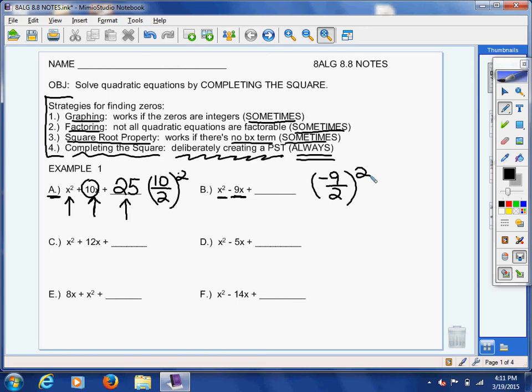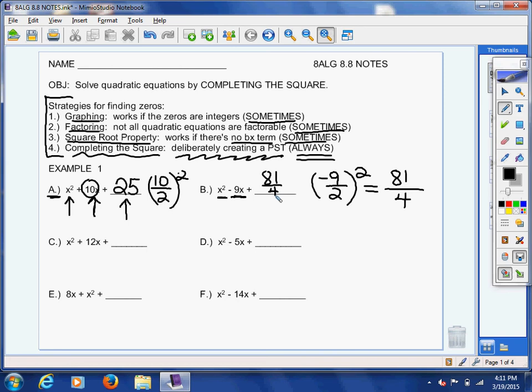And so what I would do is leave it as negative 9 over 2, and then what you're going to do is you're literally going to square the numerator, which is negative 9. What's negative 9, that integer, squared? You're right, that's 81. And then square the denominator. 2 squared is 4. And so that is the number we're going to add. That 81/4 makes letter B a perfect square trinomial. Even though it doesn't look like it, it is now because of the 81/4.